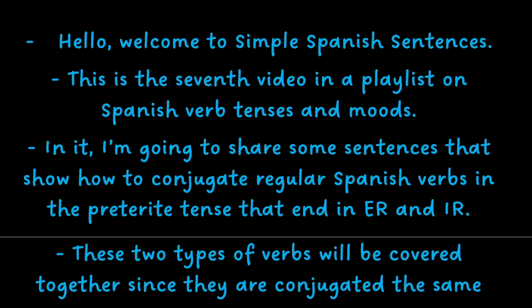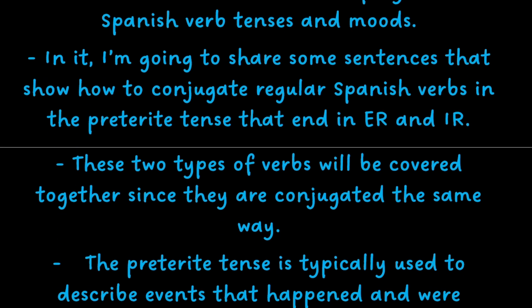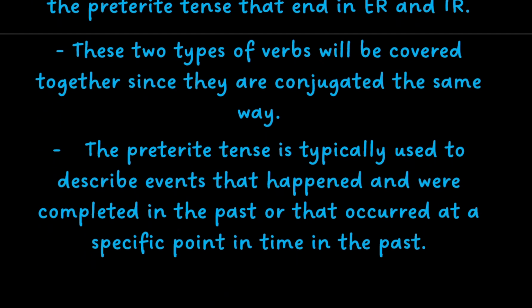This is the 7th video in a playlist on Spanish verb tenses and moods. In it, I'm going to share some sentences that show how to conjugate regular Spanish verbs in the preterite tense that end in ER and IR. These two types of verbs will be covered together since they're conjugated in the same way.